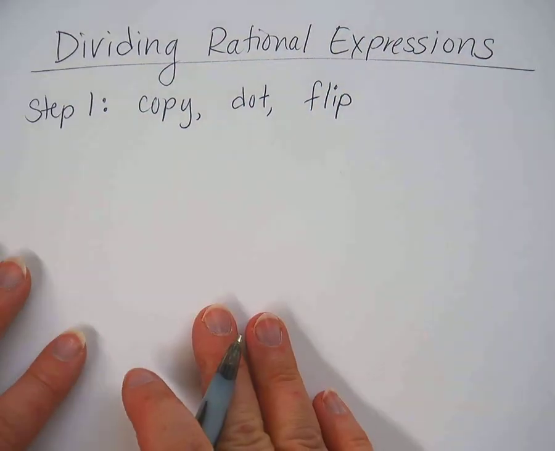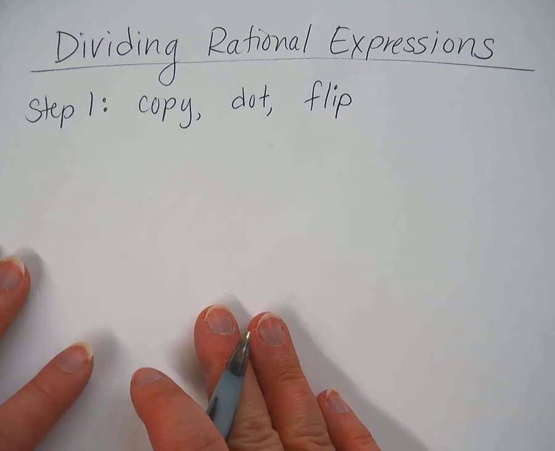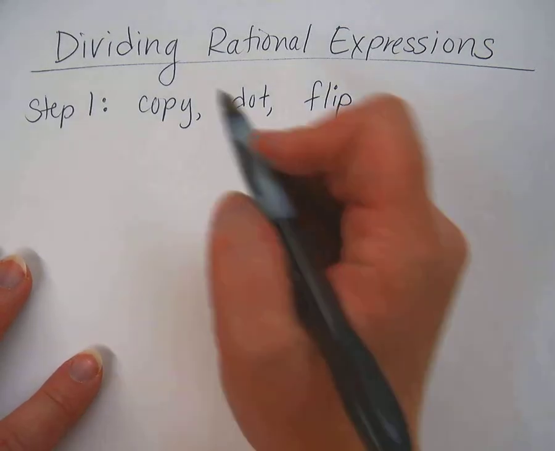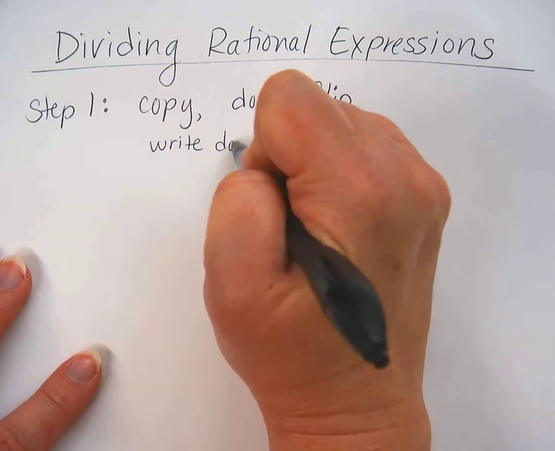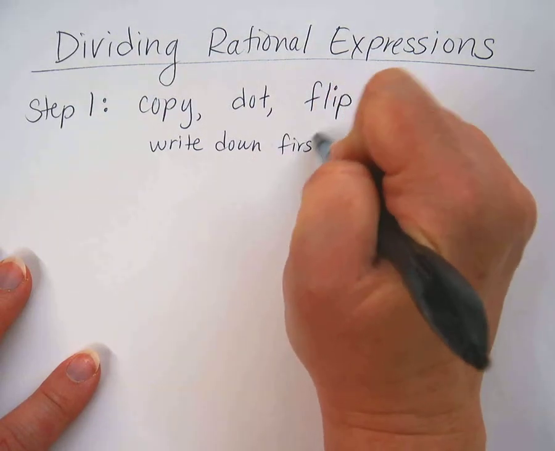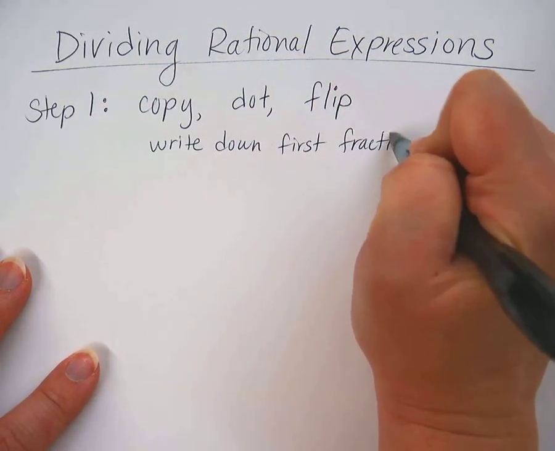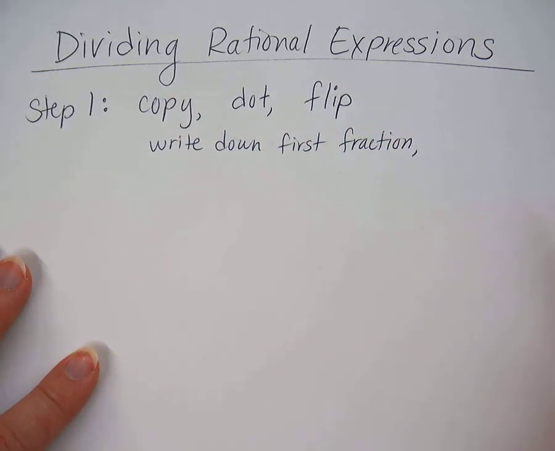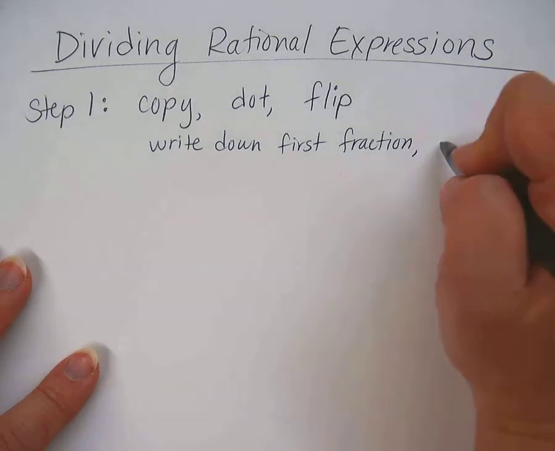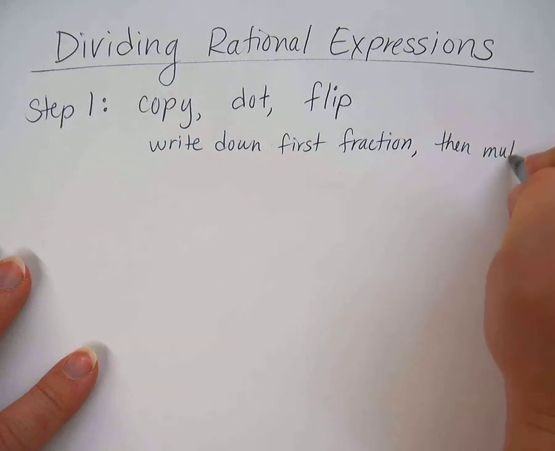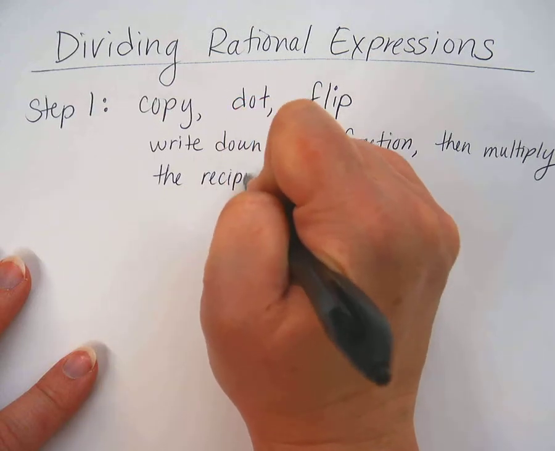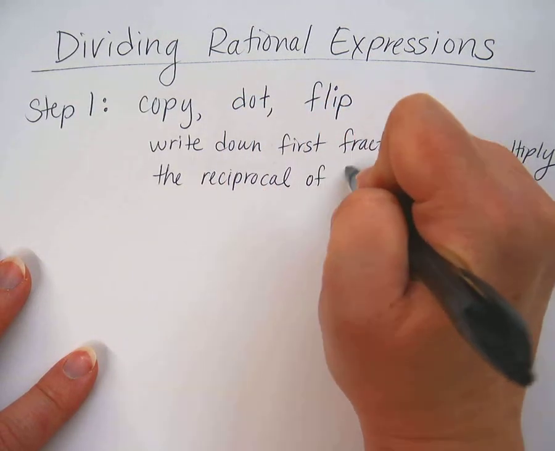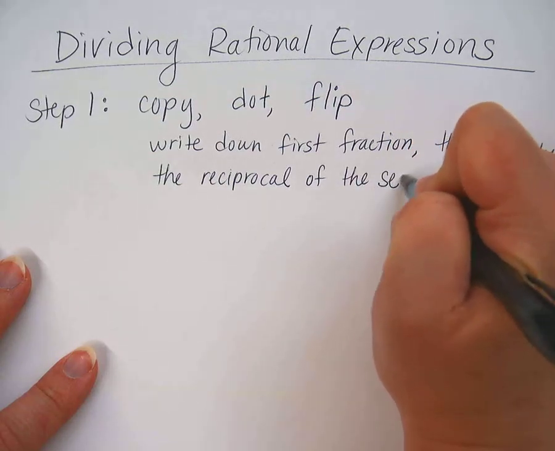What do I mean by copy dot flip? Anyone know what I'm talking about? We're going to write down the first fraction. And then what does a dot represent? Dot represents multiply. Yep. Then we multiply the reciprocal of the second fraction. How do you find a reciprocal? You flip it over.